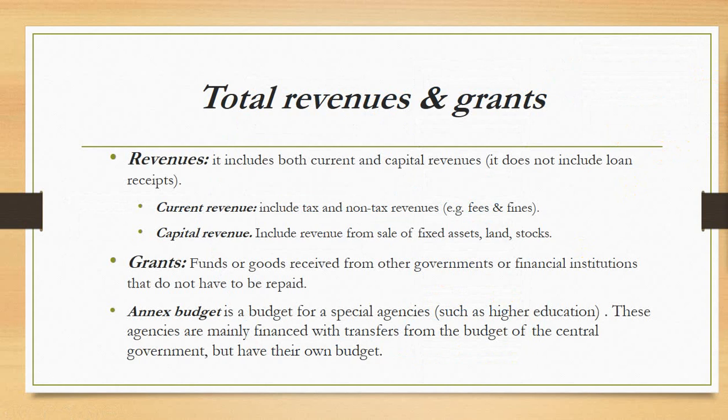Total revenue and grants. Revenue includes revenues collected from both current and capital revenues. Current revenues is related to tax and non-tax revenue, such as fees and fines, while capital revenue is related to fixed assets. If the government is going to invest in fixed asset and get the money back, they are going to sell a fixed asset. So this revenue is capital revenue.